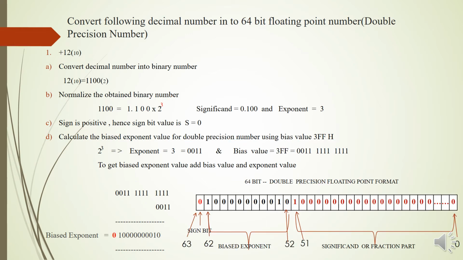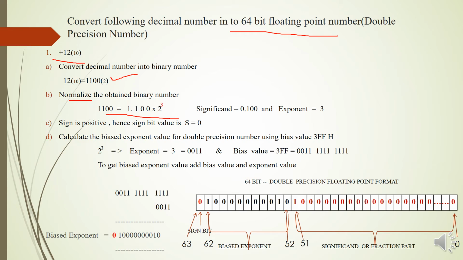Convert the given decimal number into a 64-bit floating point number, that is, a double precision number. Consider the same example, that is, plus 12 in decimal. Consider it and convert it into binary. Normalize it in the same method.